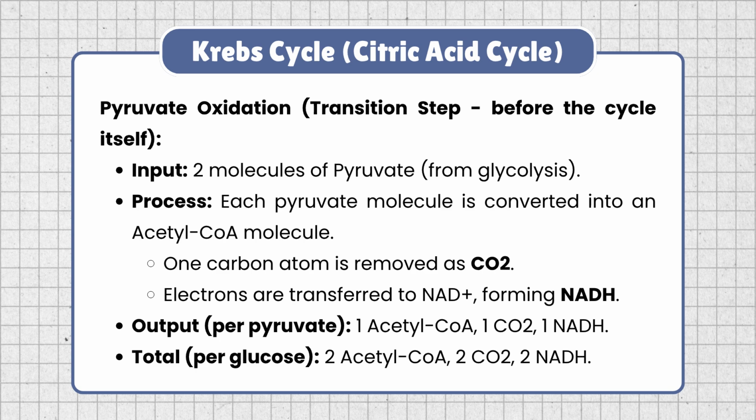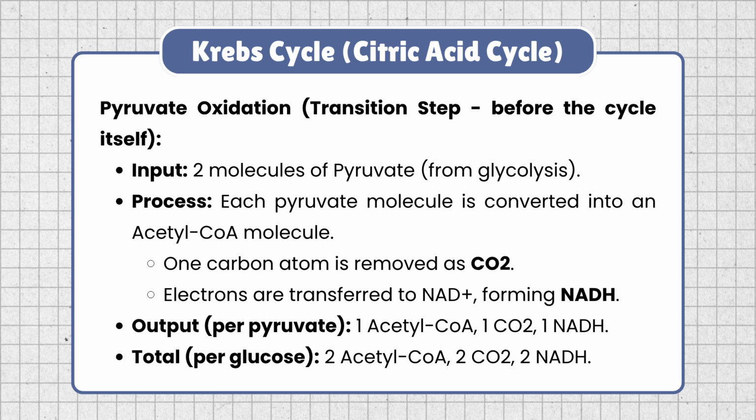Before we jump into the Krebs cycle, we must cover the quick but critical transition step, the pyruvate oxidation. This process bridges glycolysis and the cycle itself. So, basically, in pyruvate oxidation, it starts with the two molecules of pyruvate that came out of glycolysis. This happens as the pyruvate moves from the cytosol into the mitochondrial matrix. For this process, each pyruvate molecule is converted into an acetyl-CoA molecule in two main actions.